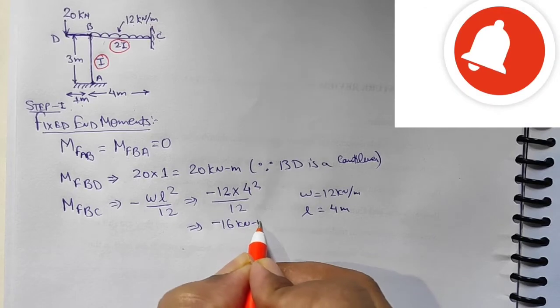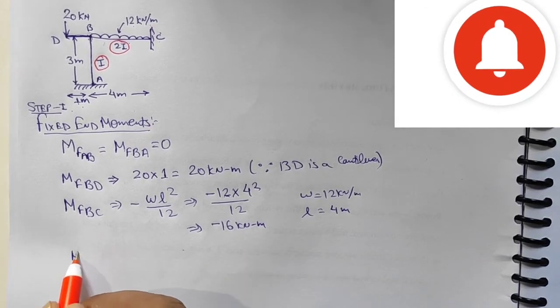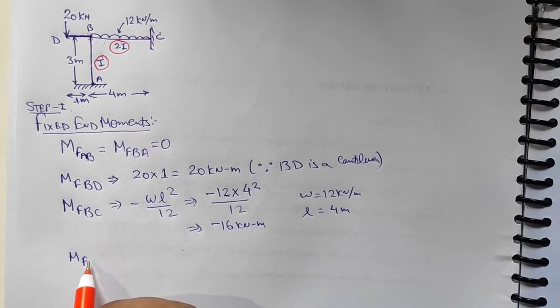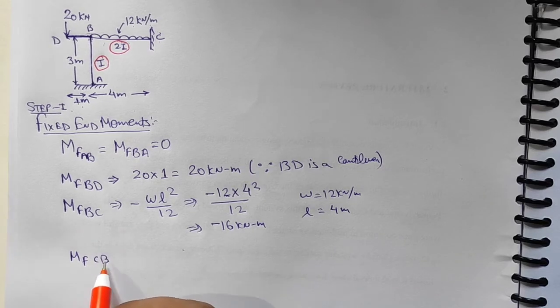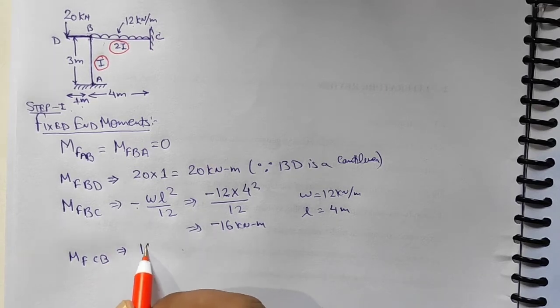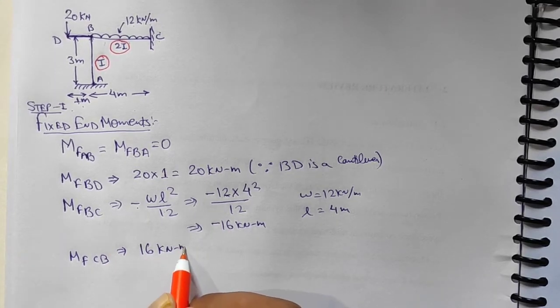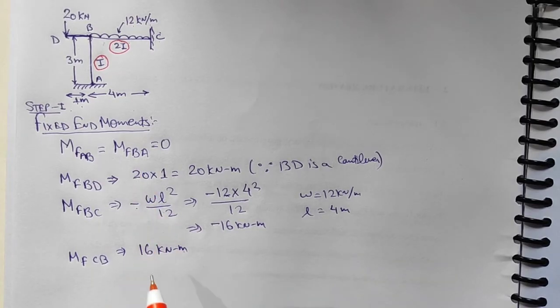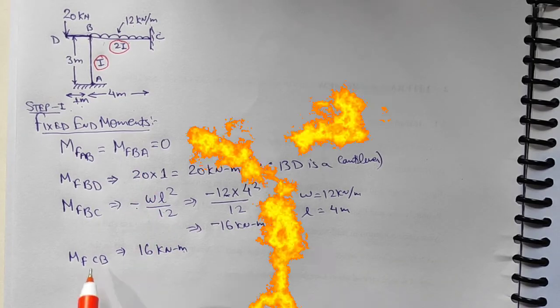16 kN meter. Now again I'll find out the fixed end moment, that is MFCB, as we know that for a similar type of member only the direction of the moment changes. Therefore here my value will be 16 kN meter. So in this way we can find out our first step, that is fixed end moments.